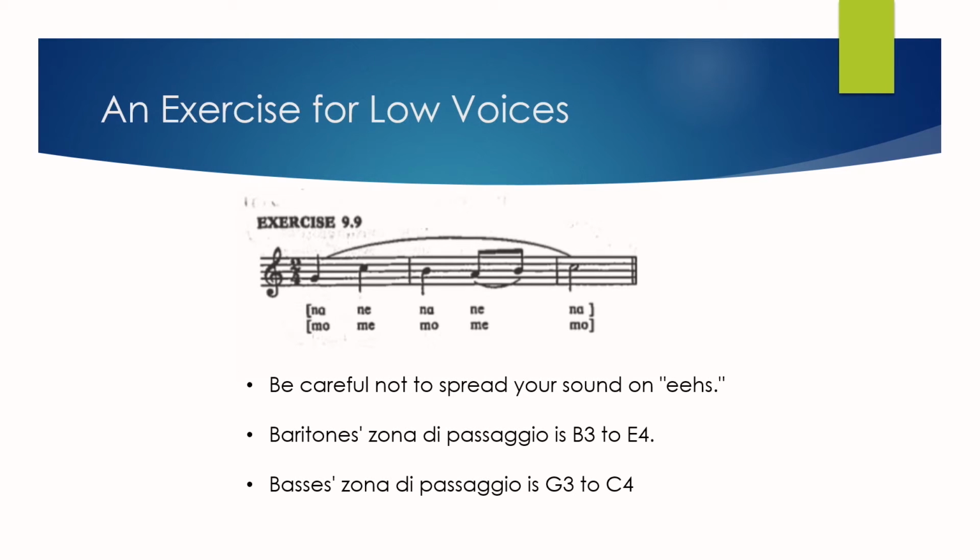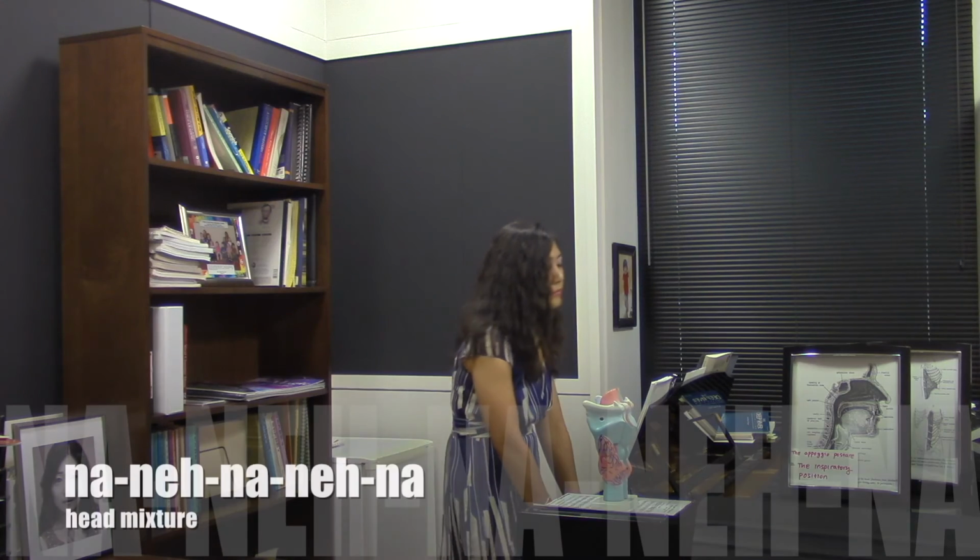Hey, baritones, remember your zona di passaggio is between B3 and E4. Basses, your zona di passaggio is between G3 and C4. When you sing through your passaggio zones, you need to negotiate to mix your head voice and adjust your vowels. Start this exercise in your comfortable range and go up to higher register.